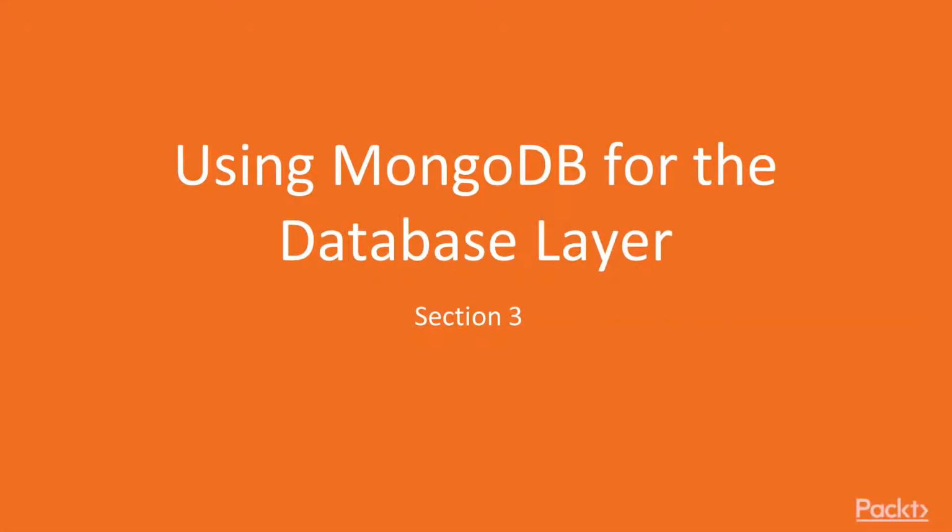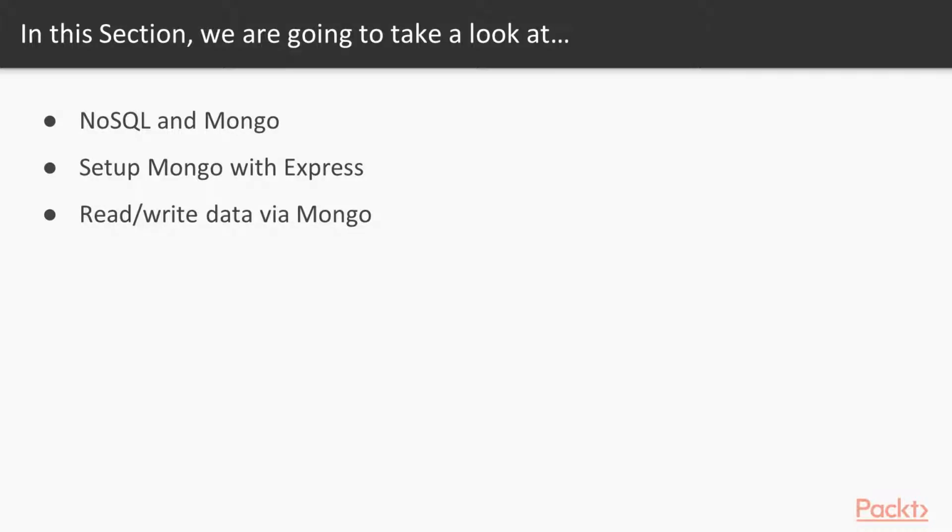In this section, we're going to get started with MongoDB, our database layer. By the end of this section, we're going to learn how NoSQL databases such as MongoDB work and how we're expected to architect and model our data. From a practical point of view, we're going to fully set up a MongoDB instance and connect it to our Express backend. Our goal will be to take all of those endpoints that we've built so far and have them actually read and write data to our database.